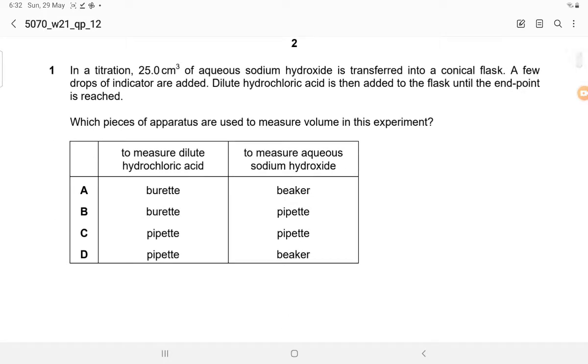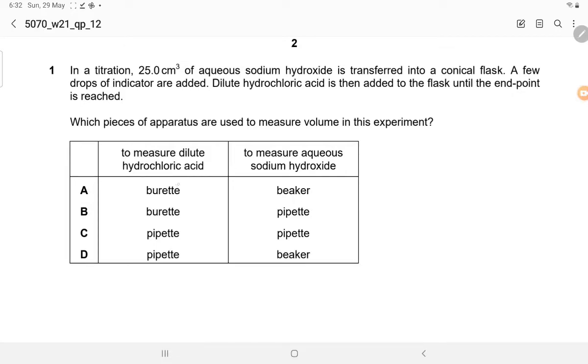In titration, 25 centimeter cube of aqueous sodium hydroxide is transferred into a conical flask. A few drops of indicator are added. Dilute hydrochloric acid is then added to the flask until the end point is reached. Which piece of apparatus are used to measure volume in this experiment?